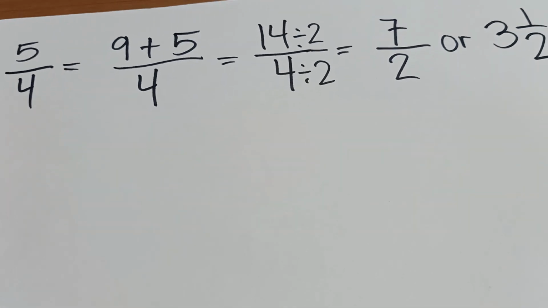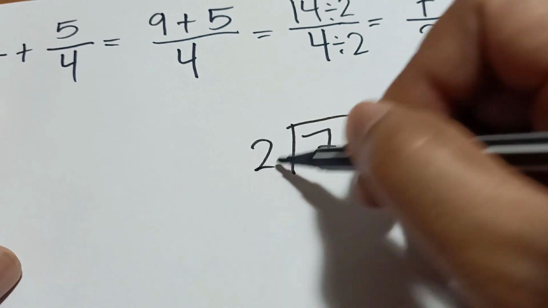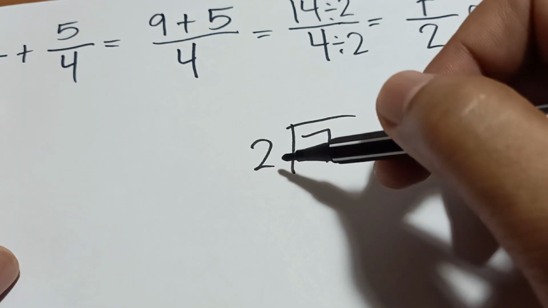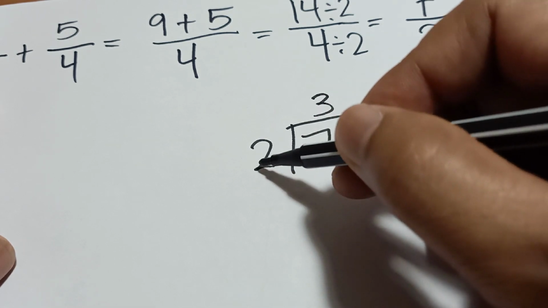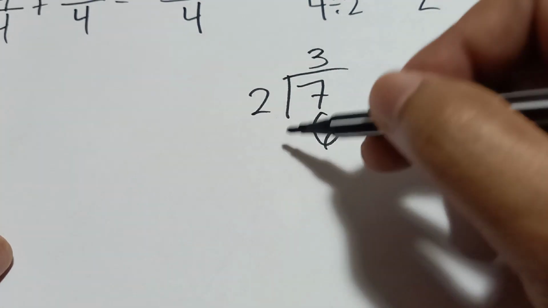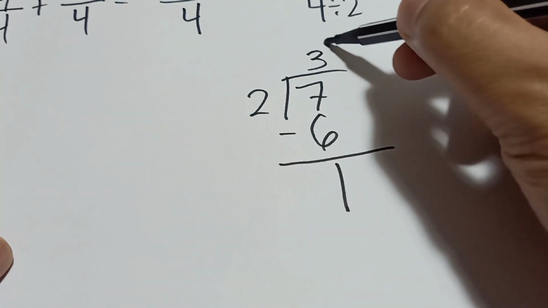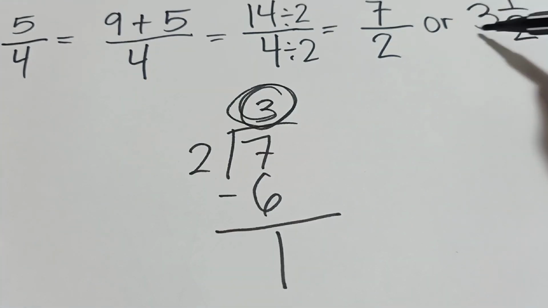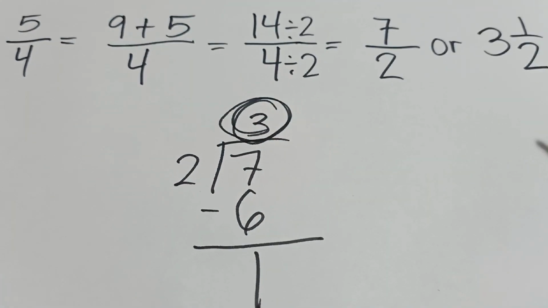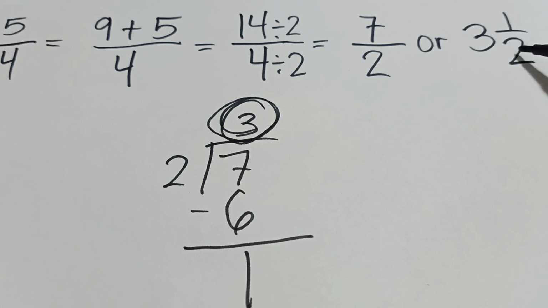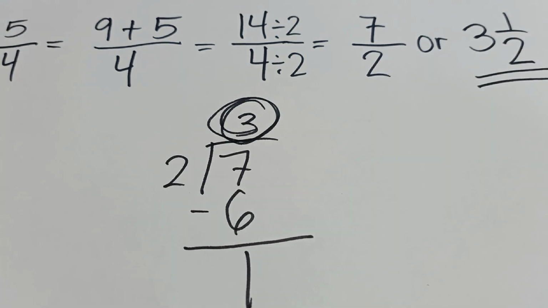How does it become 3 and 1/2? Just divide 7 by 2, and then how many 2s can you make from 7? That is 3, and 3 times 2 is 6, right? And 7 minus 6 is 1. So the whole number is 3, and then the remainder is 1 over 2. That's why we have 3 and 1 over 2. Alright? Is it easy? Alright.